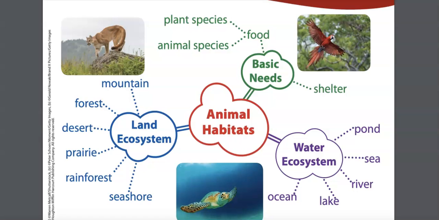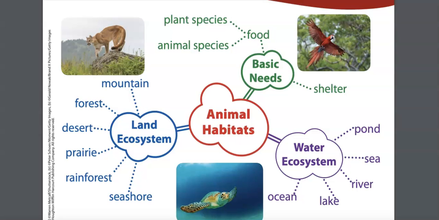So with animal habitats, we learned about ecosystems, we learned about basic needs, and in our ecosystems, we had two different kinds that we learned about. We learned about land ecosystems and water ecosystems. So let's start with our land. In land ecosystems, we have mountains, forests, deserts, prairies, rainforests, and seashores. And in our water ecosystems, we have ponds, seas, rivers, lakes, and oceans.